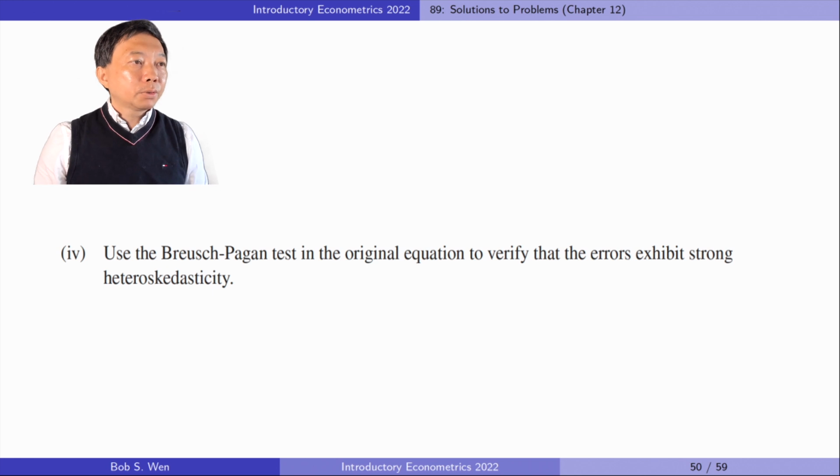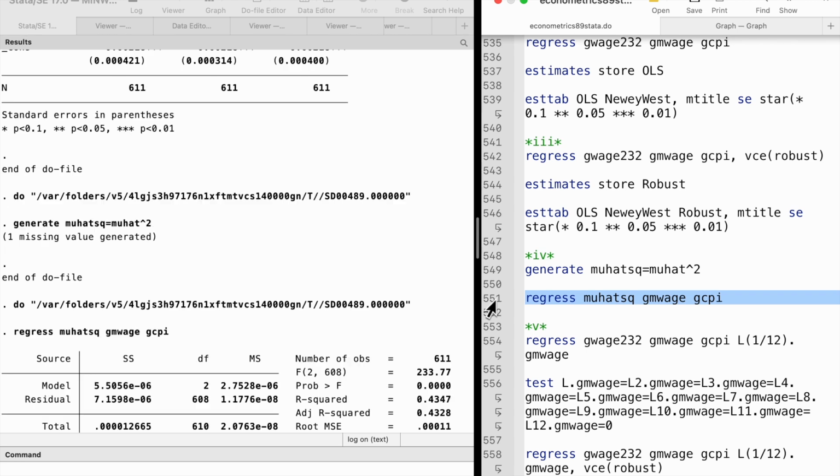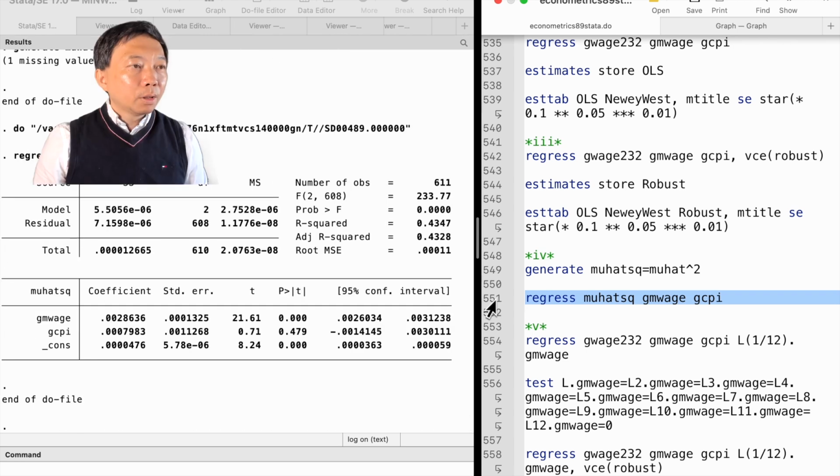In part 4, use the BP test in the original equation to verify that the errors exhibit strong heteroscedasticity. The regression of squared residuals on the two explanatory variables gives an F statistic of 234 and a p-value of 0 to 4 decimal places. It suggests a strong heteroscedasticity.